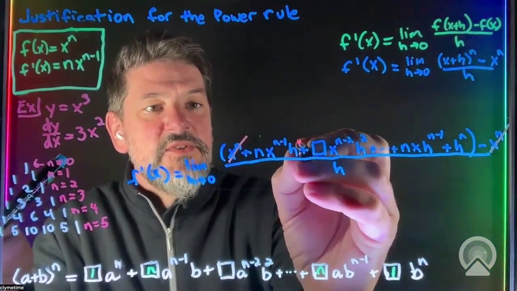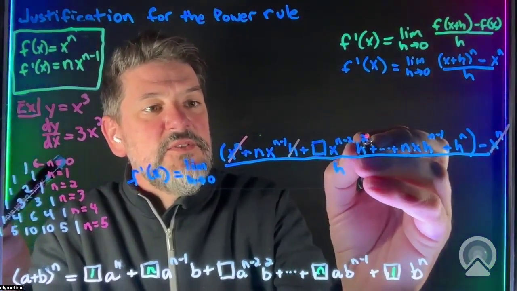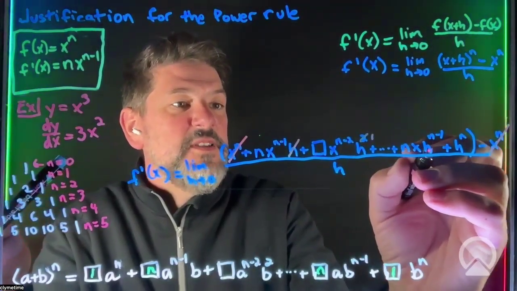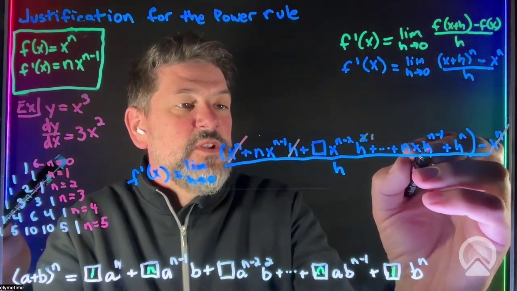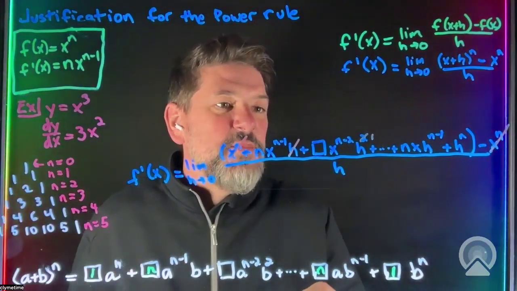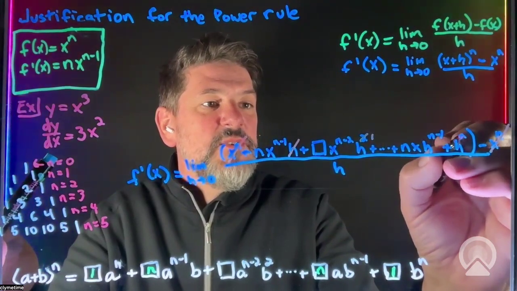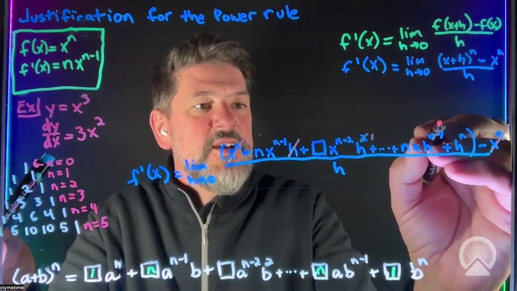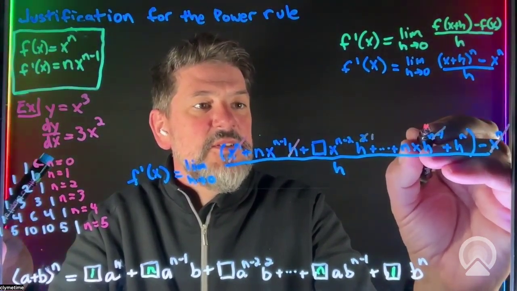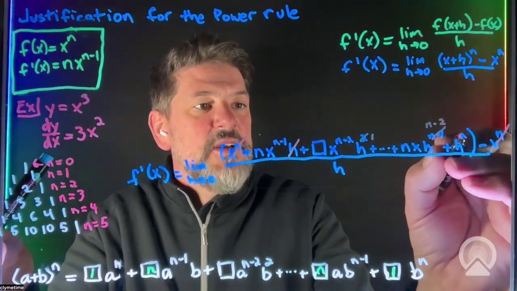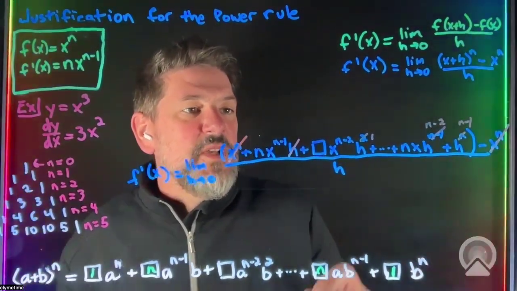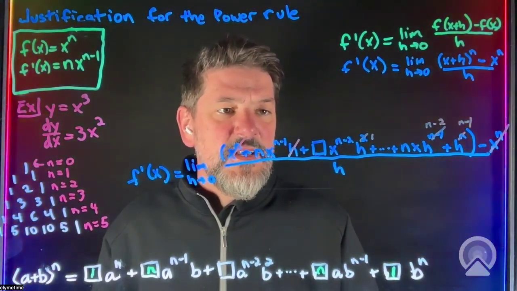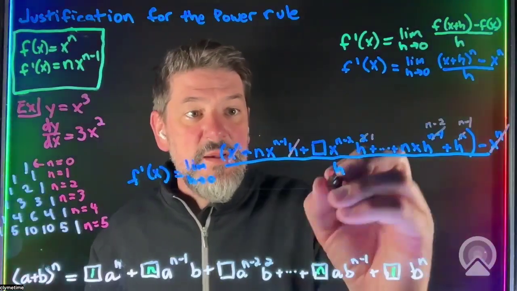So this one only has one h, so it'll lose it. This has two h's, so it'll lose one and become a power of 1. I'll replace that with a 1. And then this one will have 1 less power, so it's now n minus 1, and now it's going to become n minus 2. And then this is going to become n minus 1. But the point is, they will still have h's as long as n is bigger than 2.